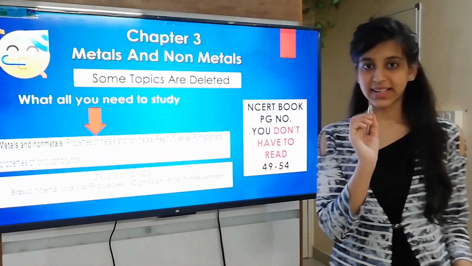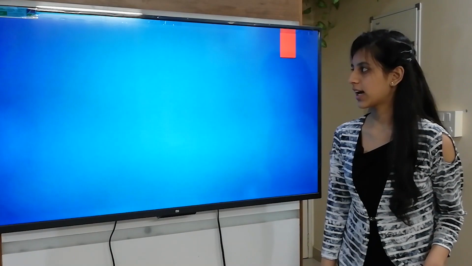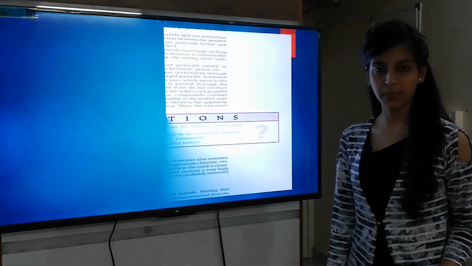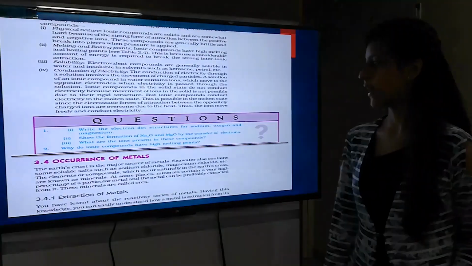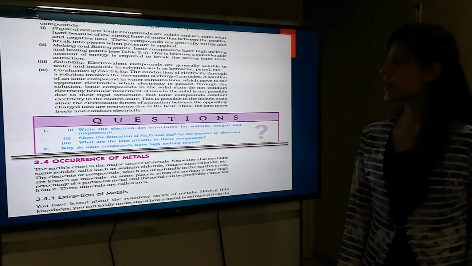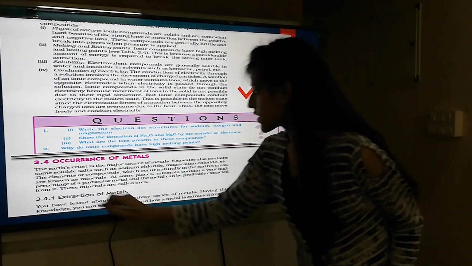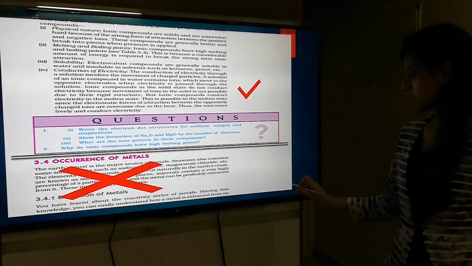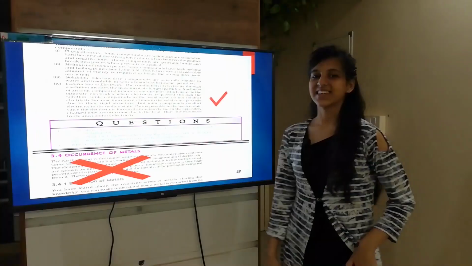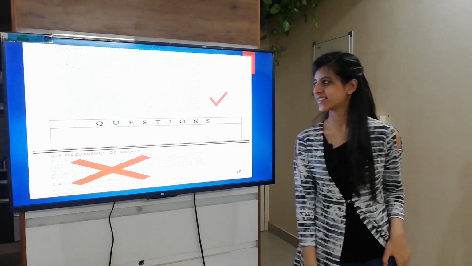I would like to make clear some things about page number 49. So this is your page, right? Let's first divide it into these two parts. This is the thing which you need to study, and this you don't need to study in page number 49.